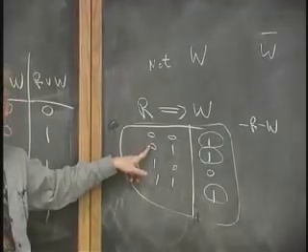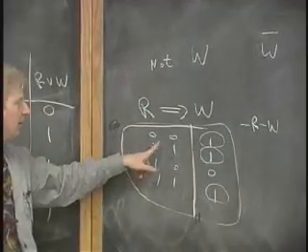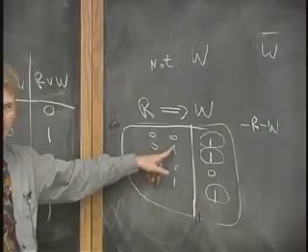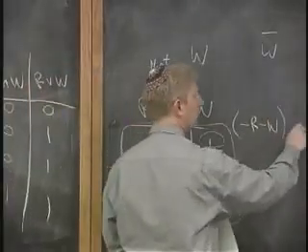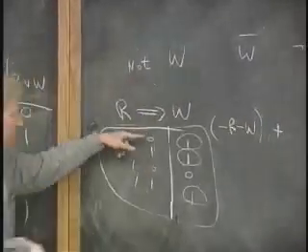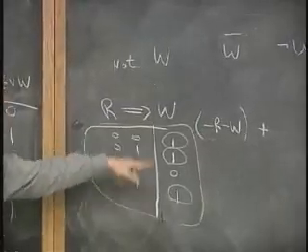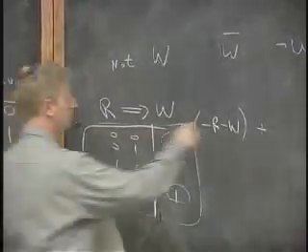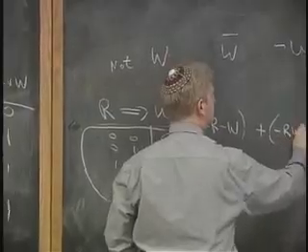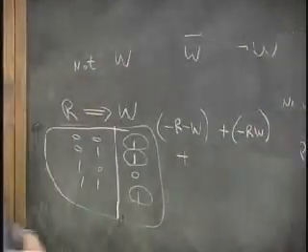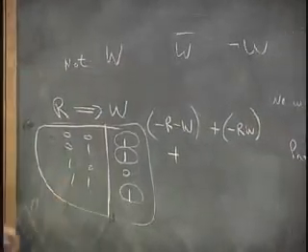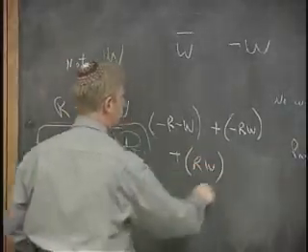What has to happen for this possibility to be true? Not R and W. But it's this possibility, or this possibility, or this possibility. So not R and W. Or, what's the last possibility? R and W.